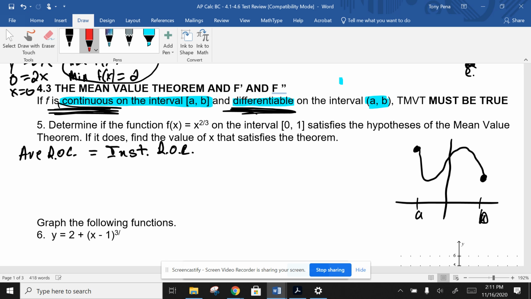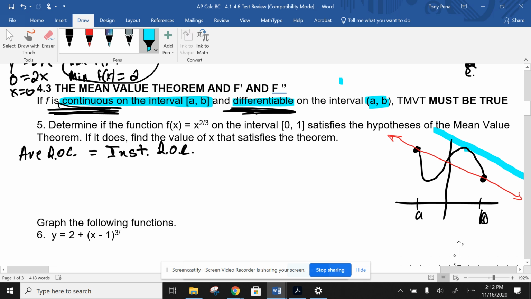So graphically what that looks like, the secant line, if you remember, is the average rate of change line. So whatever the slope of that red line is, that's the average rate of change. Since I have a graph that's continuous and differentiable, the mean value theorem will guarantee there is at least one other point on the curve where the tangent line has the same slope. So for me, if I go to right about here and I sketch in a tangent line, that blue line would have the same slope as the red one.